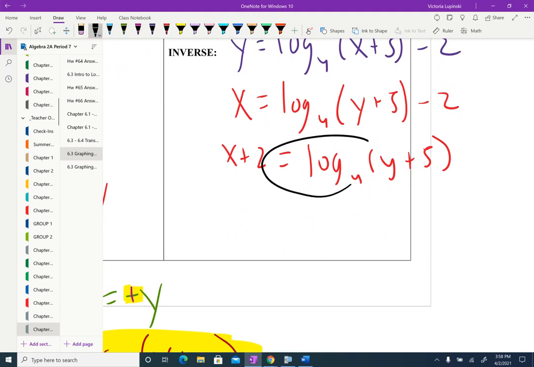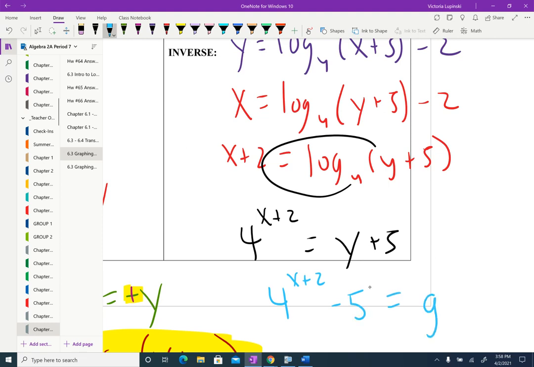And only once I'm here can I go ahead and do 4 raised to the x plus 2 equals y plus 5, which means my final answer would be to have 4 to the x plus 2 minus 5 equals, and you can change that back to the inverse notation.